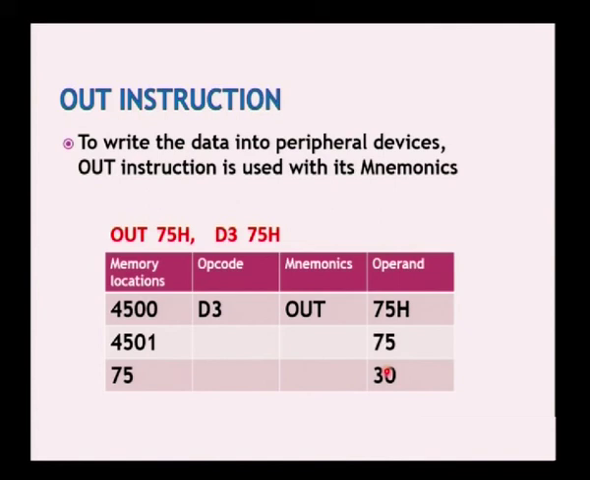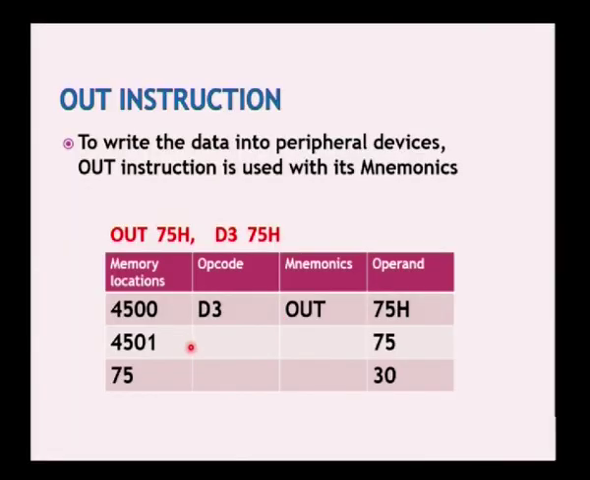So, what are we doing? The accumulator data is transferred to the specified address. We are assuming the accumulator data is 30. So, the 30 is transferred to 75H. How many machine cycles are required for this? 3 machine cycles are required to execute this OUT instruction. Actually, the OUT instruction is a 2-byte instruction, but based on its operation, it has 3 machine cycles.